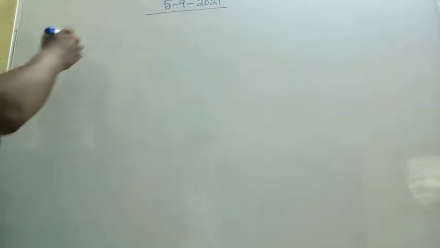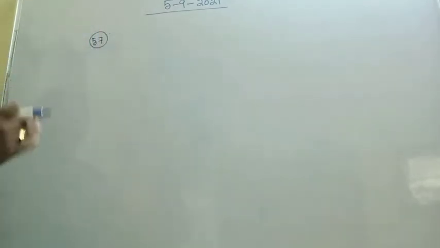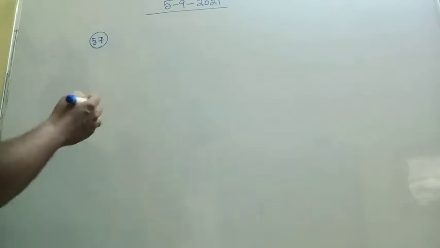Right, my dear student, now we have the 57th question. As I am telling you, I will be giving the hint and you simplify, you will be getting the correct answer, and I am giving the answer also to you. 57th question: the angle between the tangents drawn from P to the circle.